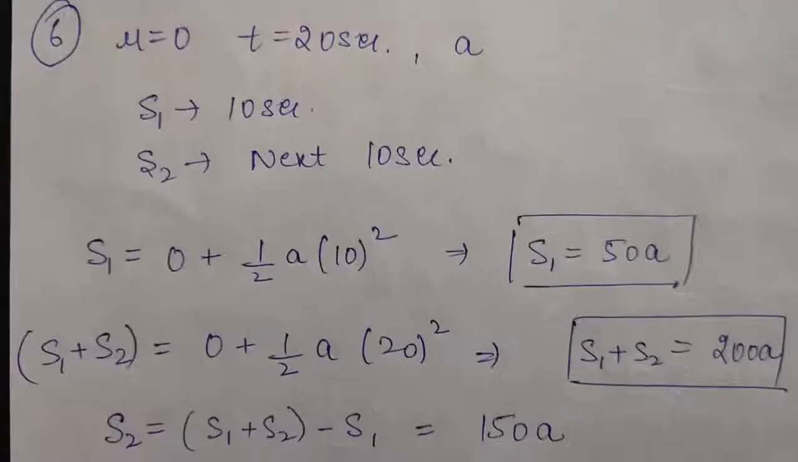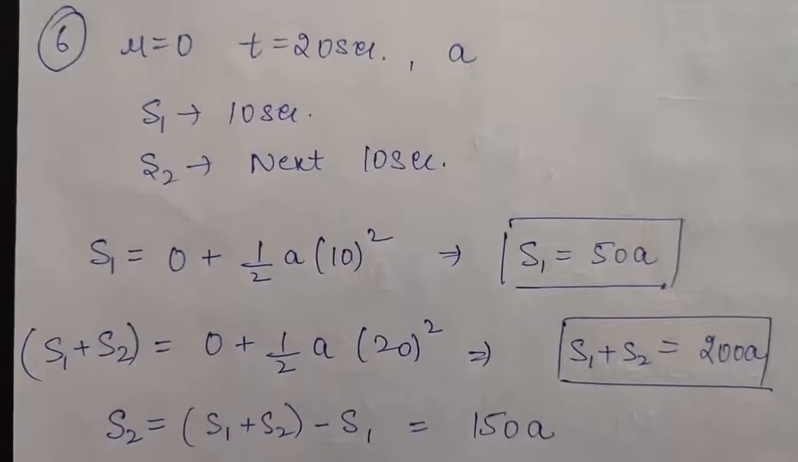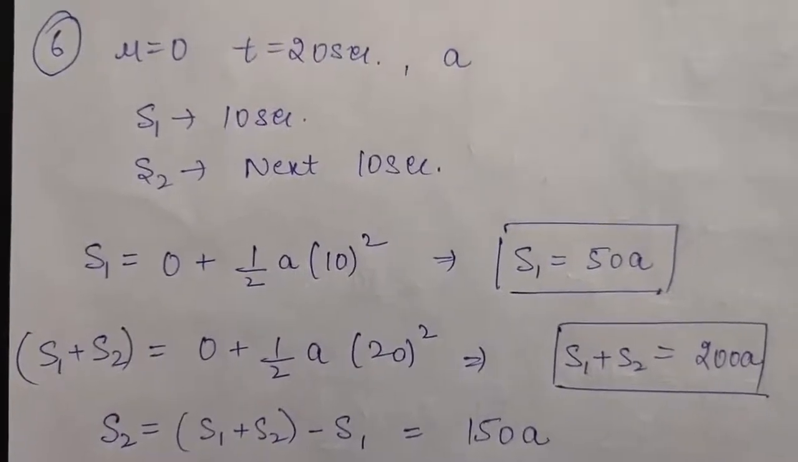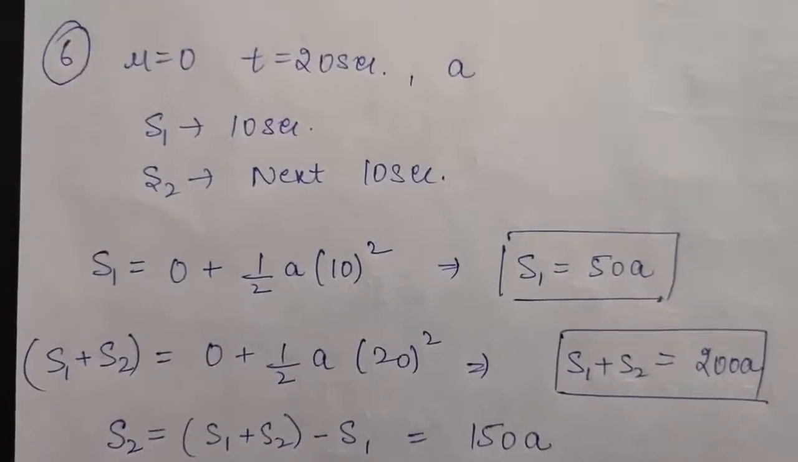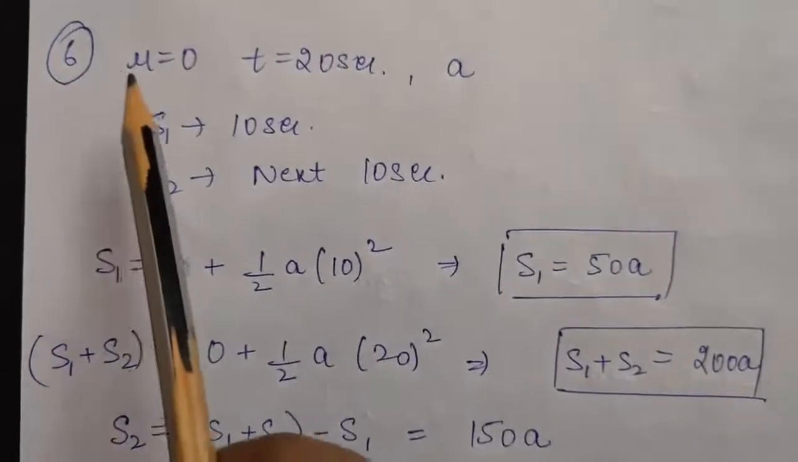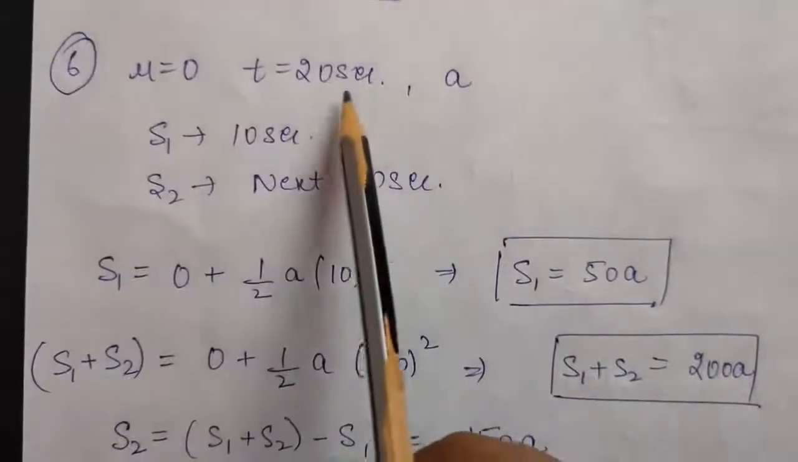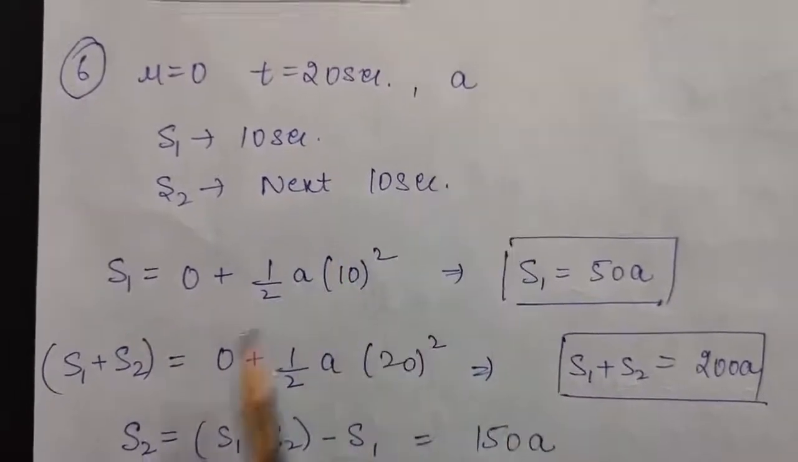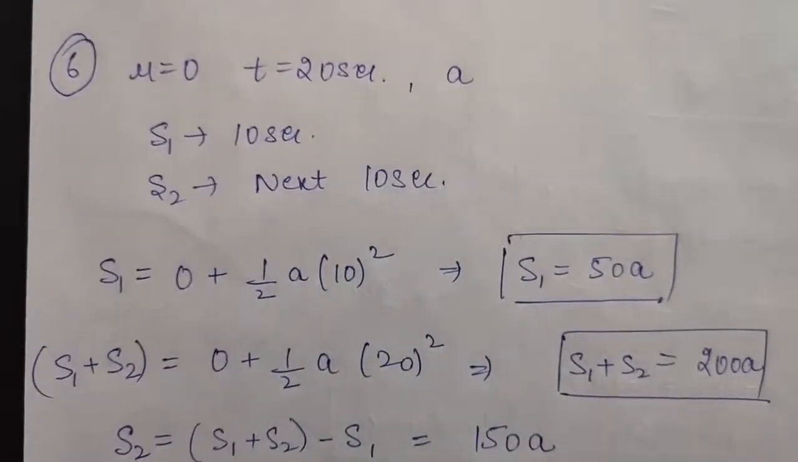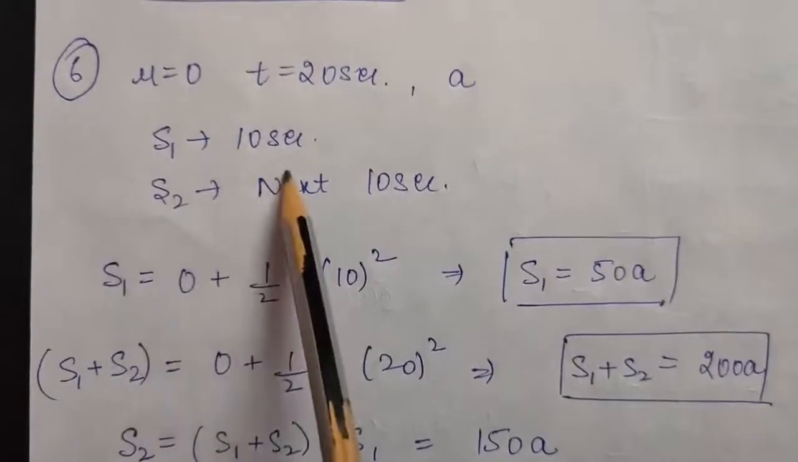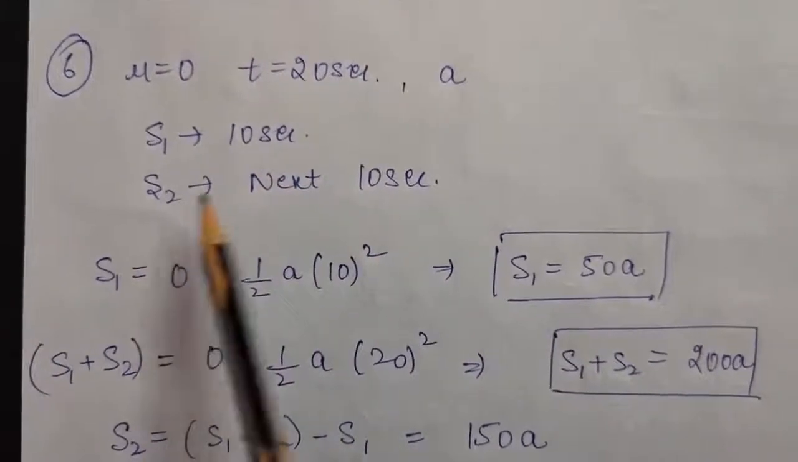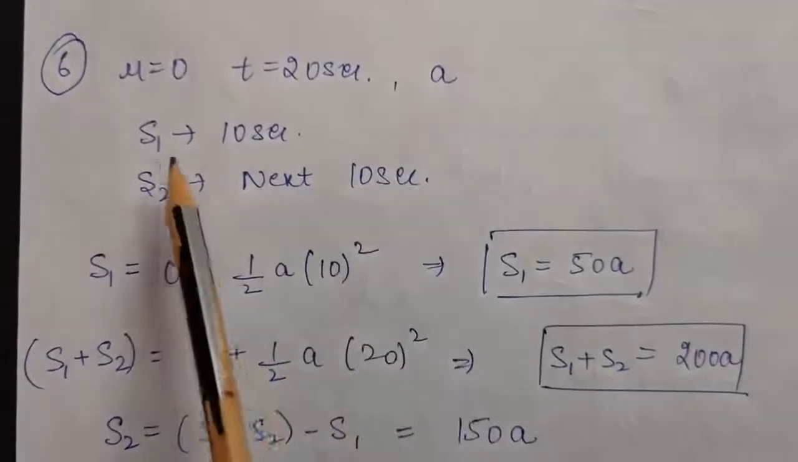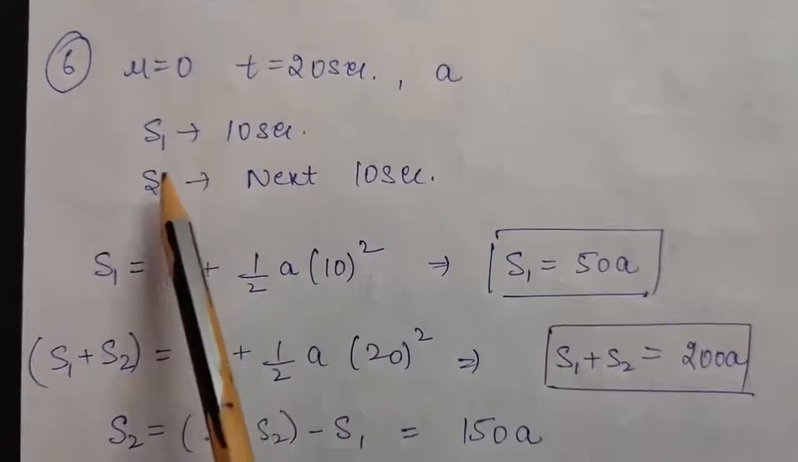In question number 6, it is given a particle experiences constant acceleration for 20 seconds after starting from rest. That is u is equal to 0 for t equal to 20 seconds. Let us suppose it is experiencing an acceleration a. Then the question says it travels a distance s1 in the first 10 seconds and it travels a distance s2 in the next 10 seconds. So you have to calculate a relation between s1 and s2.